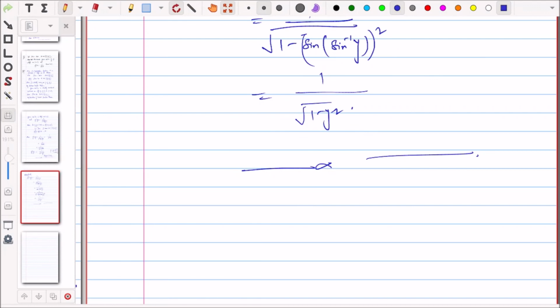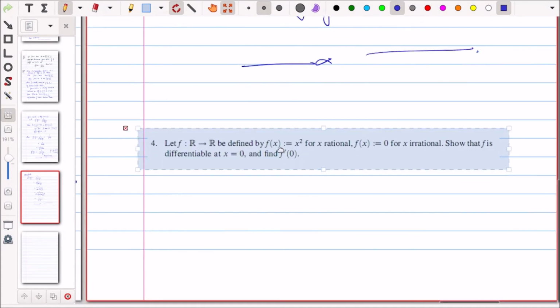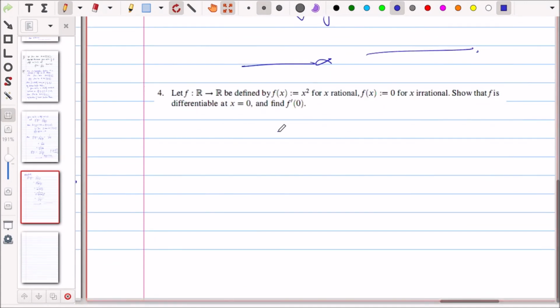ओके, सो लेट अस डू सम क्वेश्चंस, एक क्वेश्चन कर लेते हैं, ज्यादा टाइम तो है नहीं हमारे पास, so let us take this function. So f is a function defined by fx equal to x square for x rational, and it is 0 for irrational. We have to show that the function is differentiable at x equal to 0 and f dash 0 is, so this we have to find. What should be f dash 0?